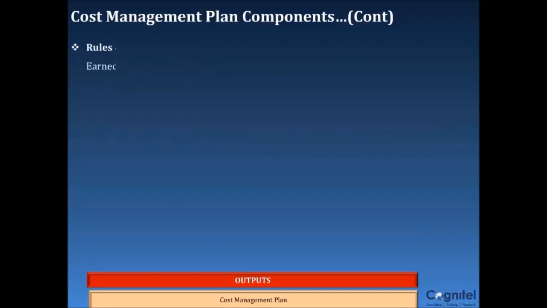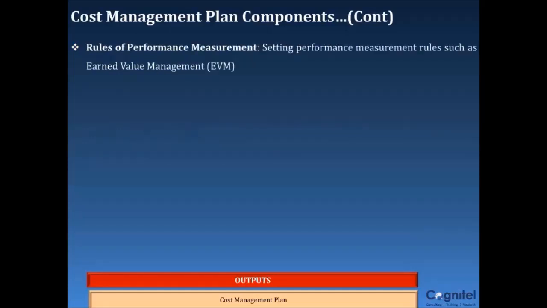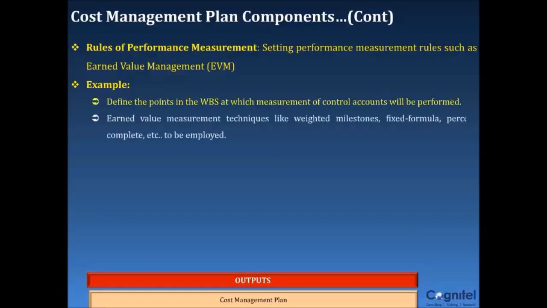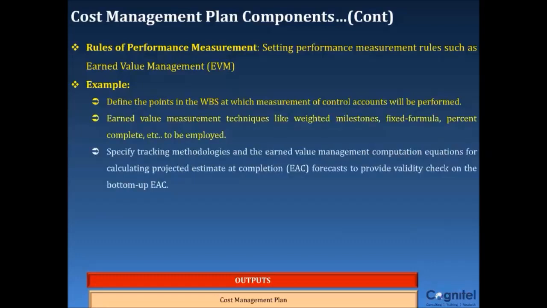Rules of performance measurement: setting performance measurement rules such as earned value management, EVM. For example, the cost management plan may define the points in the WBS at which measurement of control accounts will be performed. Earned value measurement techniques like weighted milestones, fixed formula, percent complete, etc. are to be employed. Specify tracking methodologies and the earned value management computation equations for calculating projected estimate at completion, EAC, forecast to provide validity check on the bottom-up EAC.